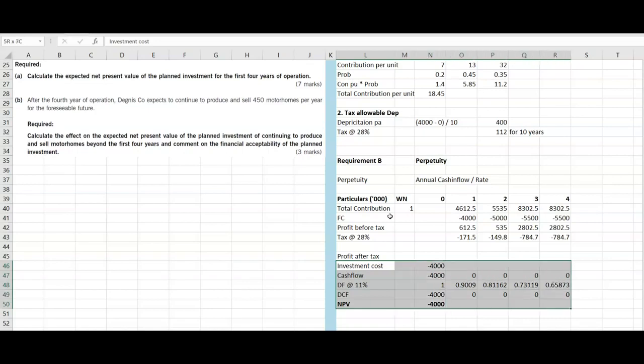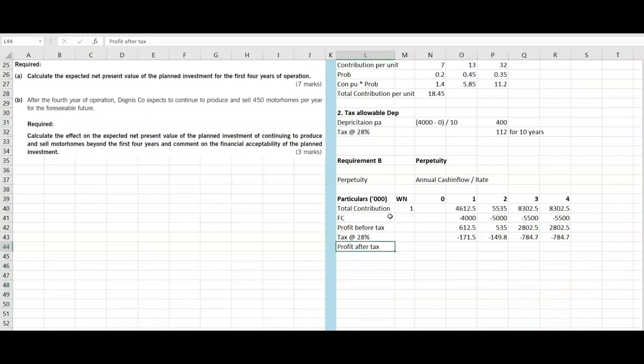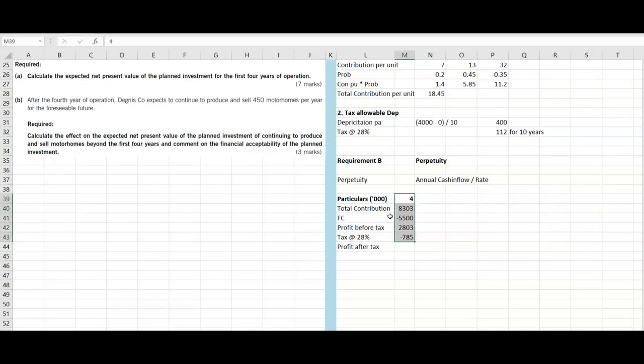We can delete the other numbers. So what we require here is the profit after tax, and not for all the years. We just want it for the fourth year alone. So we'll just take the fourth year numbers and put it here.